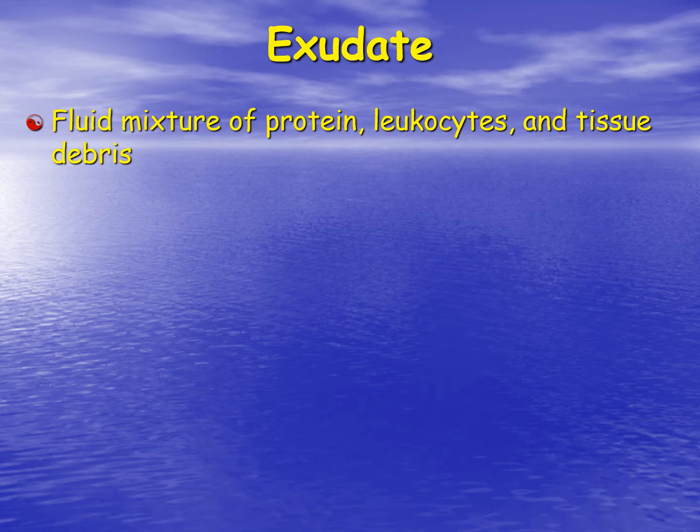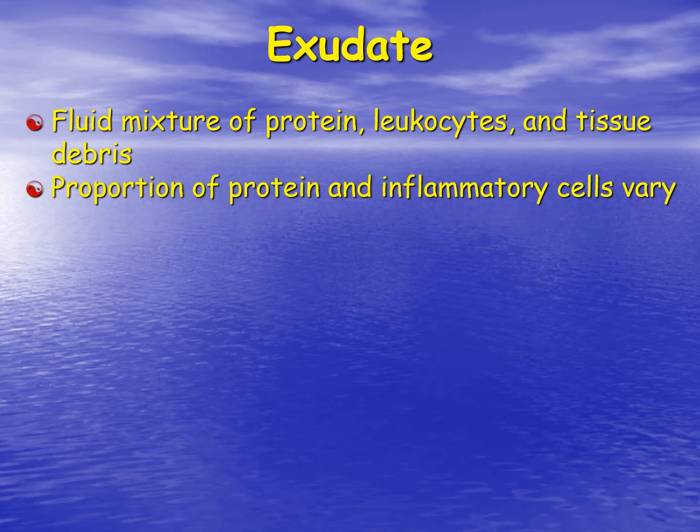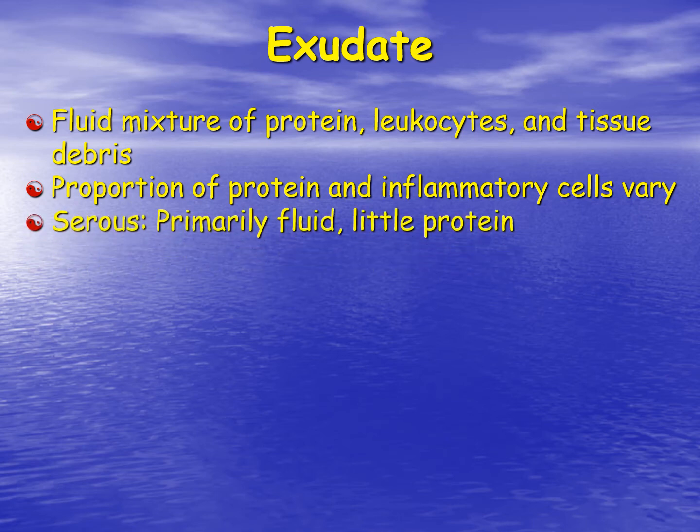Now, exudates are the fluid mixture of protein, leukocytes, and tissue debris found in the extracellular space from the edema and the destruction of cells and the cleanup process. A portion of each exudate has got protein and inflammatory cells, but they vary depending on which type of exudate we see. Serous exudate is primarily serum from the blood. There's no cells, very little protein, and usually this is just simply clear fluid.